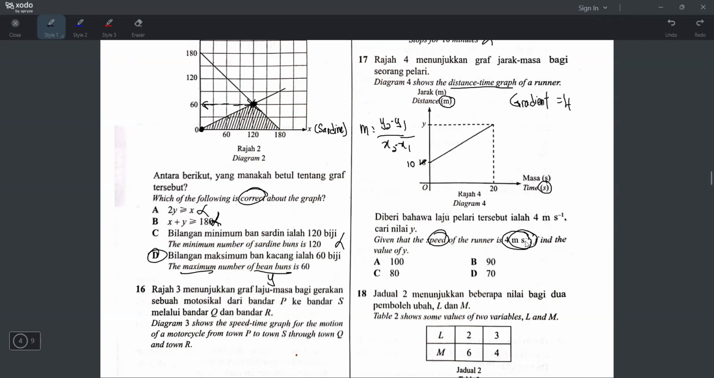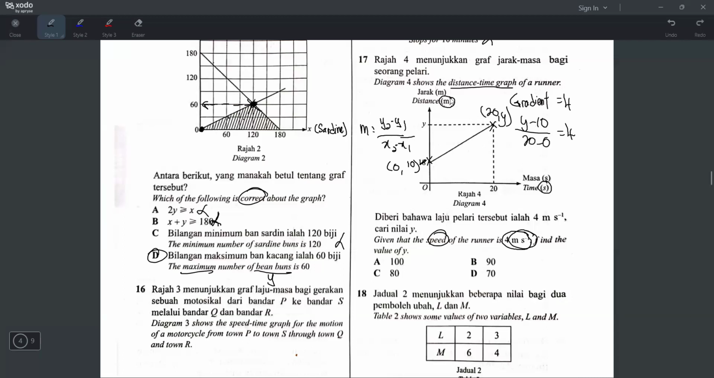So if I say speed is 4, it means the distance over time is 4. It means gradient is 4 lah. Because the difference, take the difference in y-axis, divide difference in the x-axis. So now I will find the gradient. So I need two points to find gradient. So the first point is 0, 10. The second point is 20, y. And I will take y minus y, divide x minus x. So y minus 10, divide x minus x, 20 minus 0.